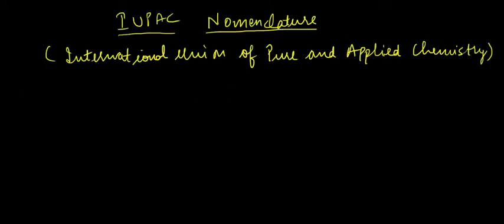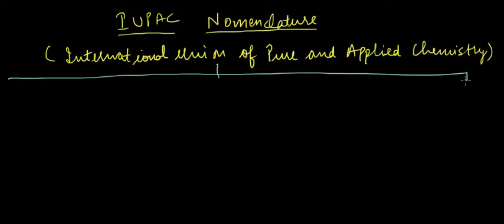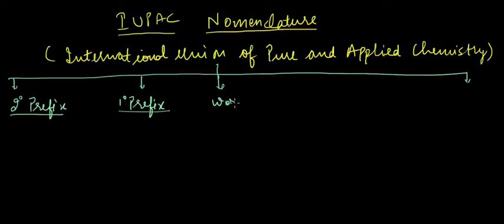Okay, so first let's just broadly define the way in which the IUPAC names are written for a compound. So first we write 2-degree prefix if there are any in the compound. Then we go to 1-degree prefix. Then we see word root. Then we see 1-degree suffix. And finally we write 2-degree suffix.